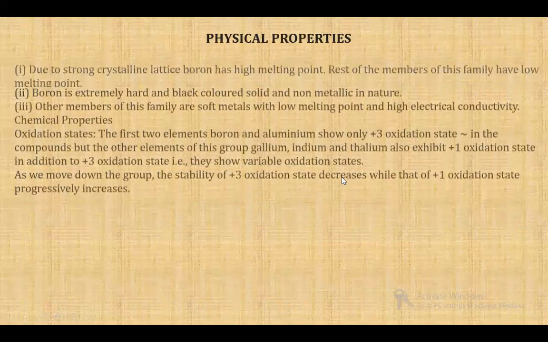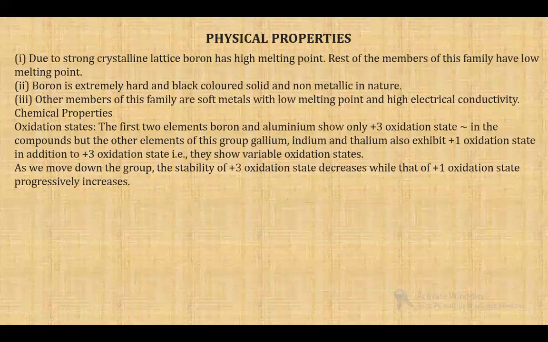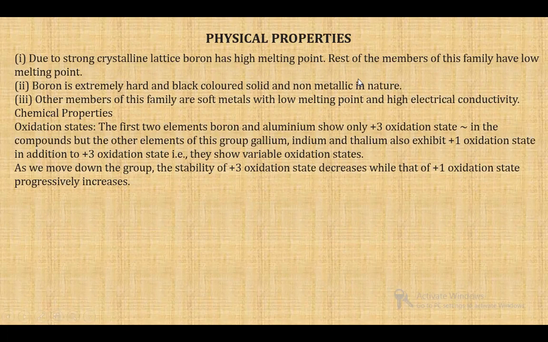Physical properties we discussed in the earlier class. Boron has a strong crystalline lattice and high melting point. Further members will have low melting points. Boron is an extremely hard, black colored solid and non-metallic in nature. Other members of the family are soft metals with low melting points and high electrical conductivity. Boron in crystalline form is inert and stable. In amorphous form, it is more reactive.